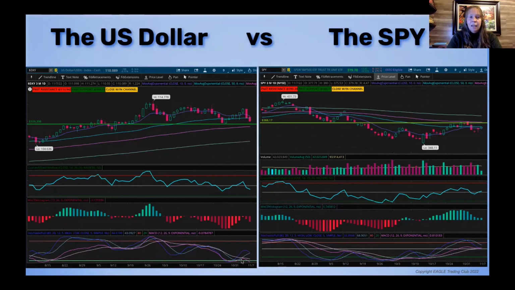You can see the stochastics and the MACDs are down here kind of low, so that may be an indicator, right? If the dollar is going to start turning around and bounce right off of this support line, then the market's going to go down. I know the election is tomorrow.